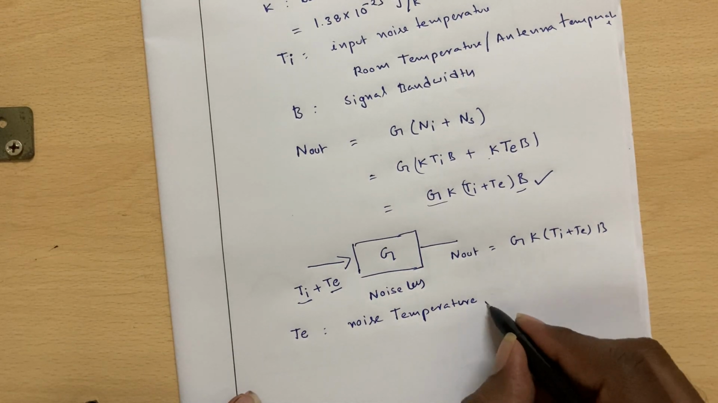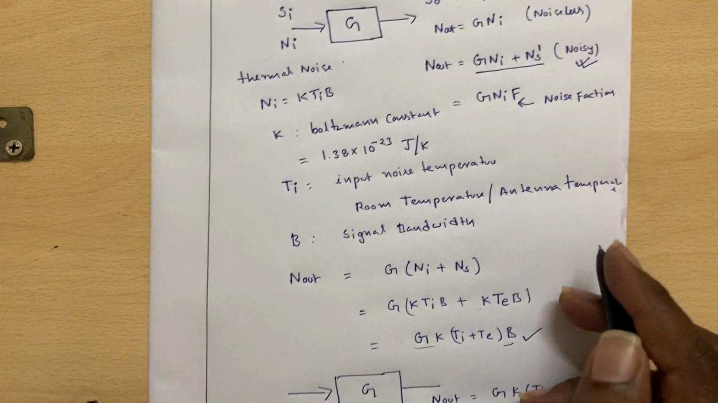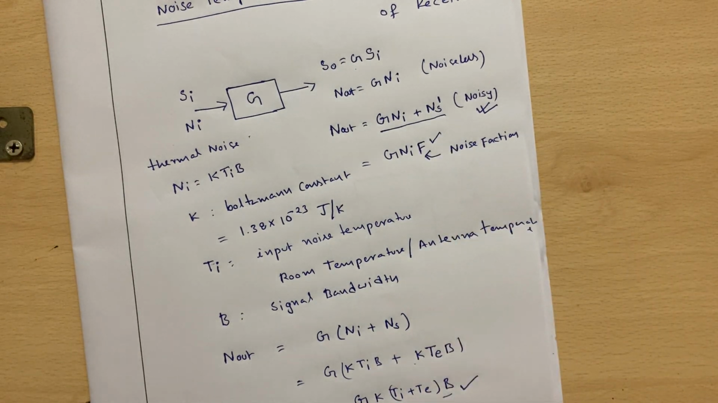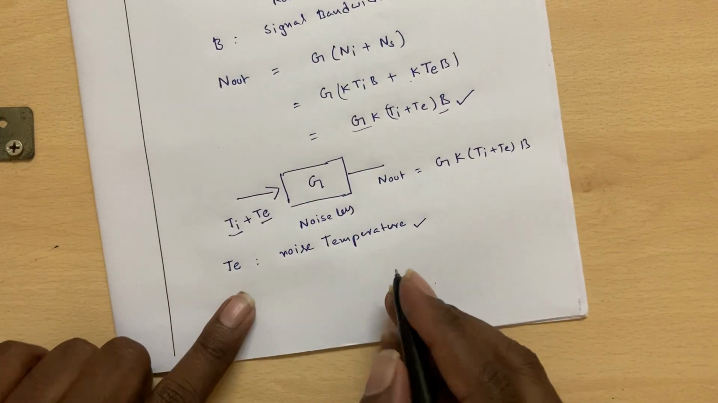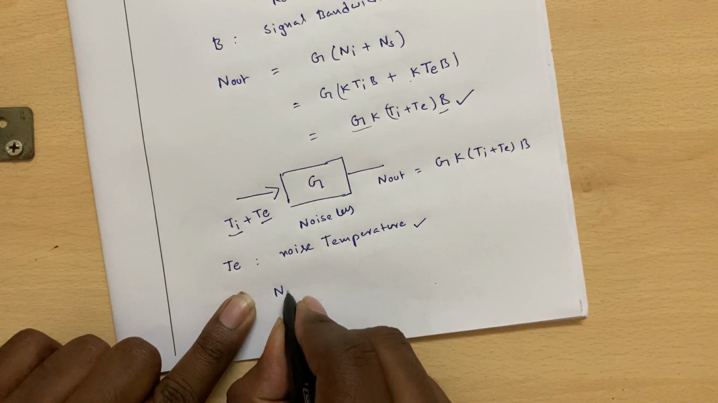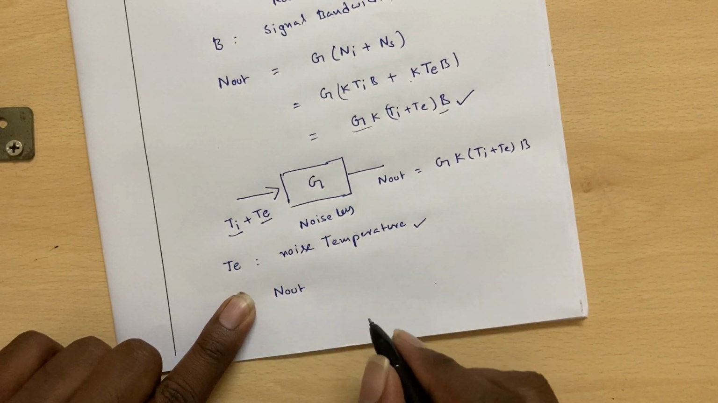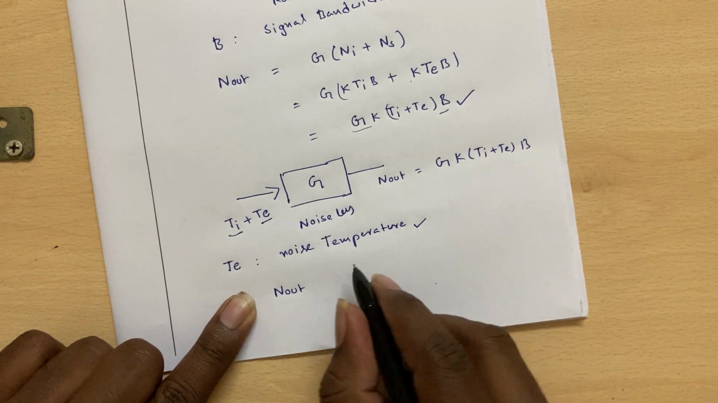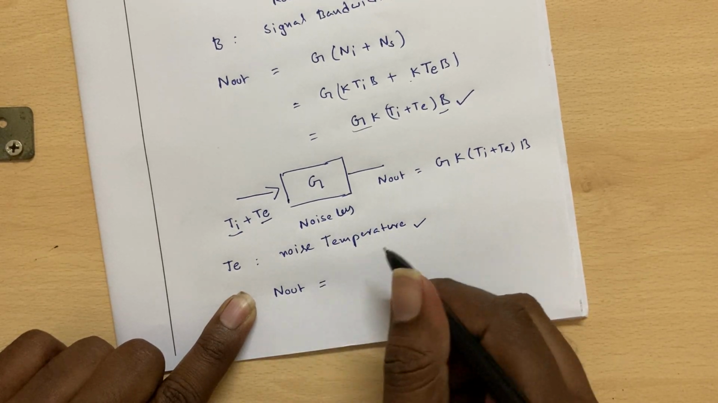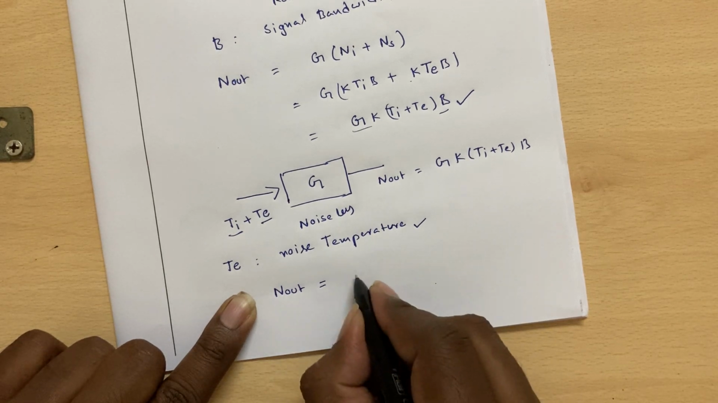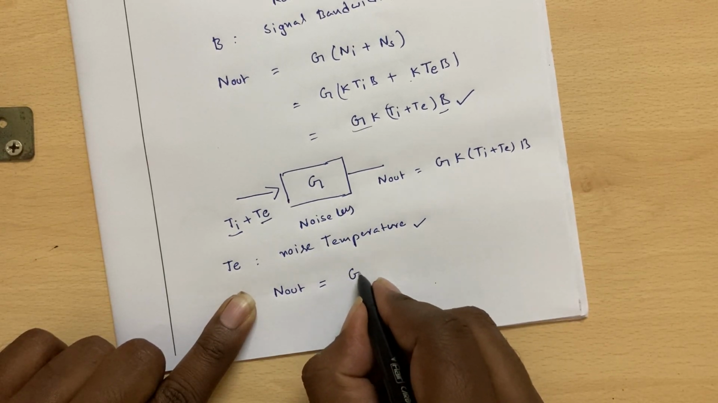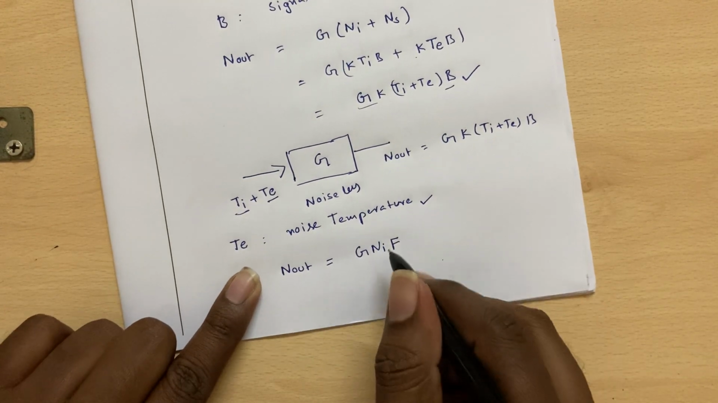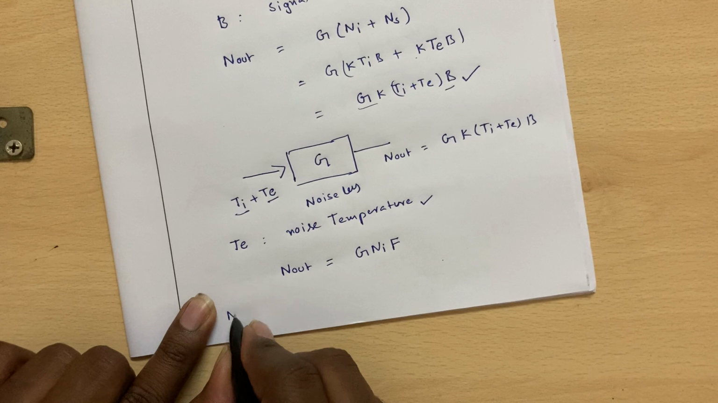So this is one way, and the second way is showing the additional noise power by multiplying by a factor. If you see this one, this is the output noise power. Both represent the same thing, that the block is introducing some noise at the output. One way of showing it is adding and the other is multiplying. So N out is equal to G into Ni into F. This F is called the noise factor.